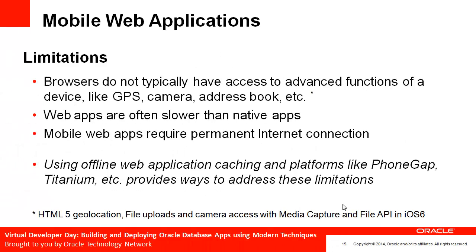There are some limitations, however. There's certain functions on the phone that web-based applications can't get to, such as GPS and the camera or the address books. Web applications are sometimes slower than native applications. It also needs an internet connection. It needs it to be able to download the screens, and whenever you post a page, then it needs to be able to send that back to the server as well.